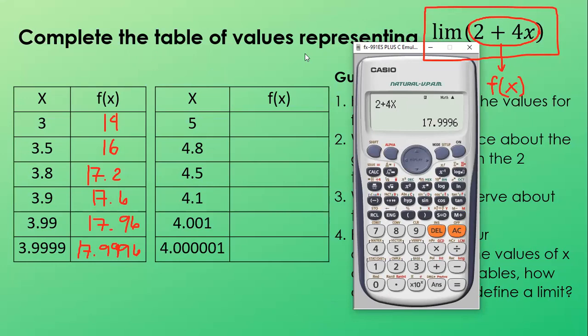Okay, so let's have now the second table. Still, we are going to use 2 plus 4x. Okay, substitute 5 naman. How about 5? It will give us 22. Okay, 4.8. That will give us 21.2.